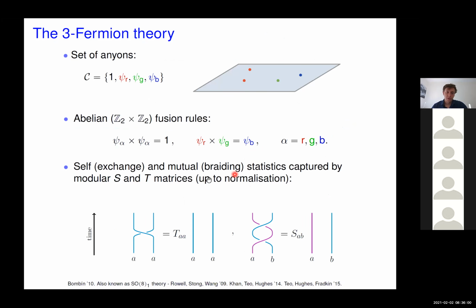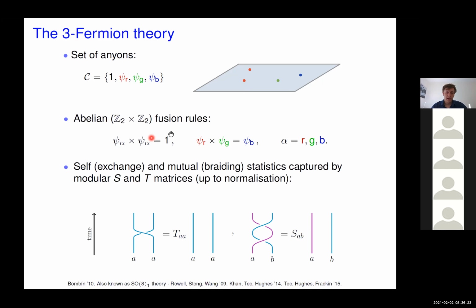So in this talk, we're not so much interested in the toric code anyon theory, but rather its related cousin, the three fermion theory. The three fermion theory consists of 4 types of particles. We have this vacuum particle here, and then we also have these 3 non-trivial charges, which we label by red, green, and blue. These 3 non-trivial particles we'll refer to as fermions for reasons that we'll see soon.